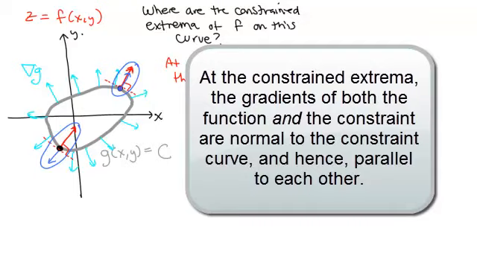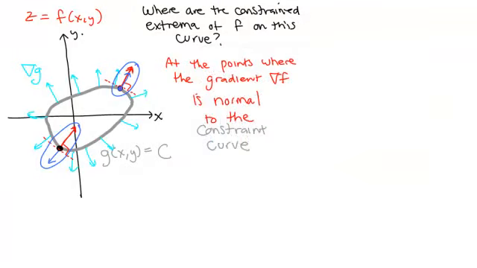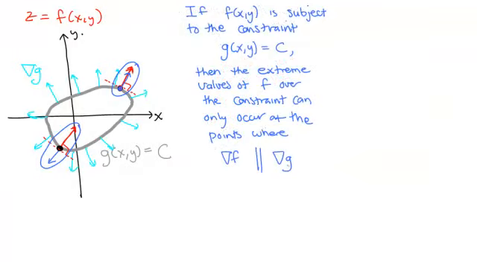And so we can summarize this as follows. If f of x y is subject to the constraint g of x y equals c, some curve, then the extreme values of f over the constraint can only occur at those points where the gradient of f is parallel to the gradient of g. Now you might remember that the only way vectors are ever parallel is if one vector is a multiple of the other.